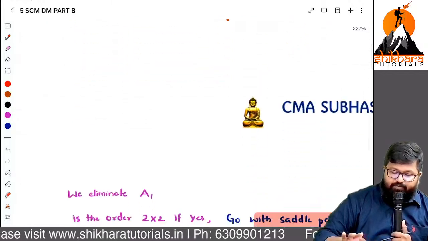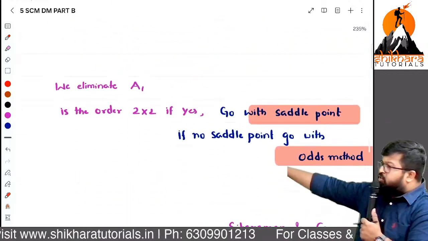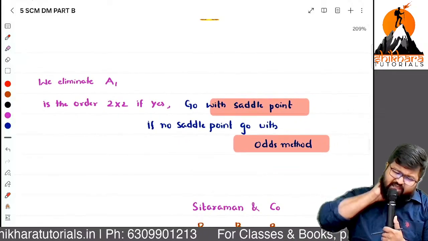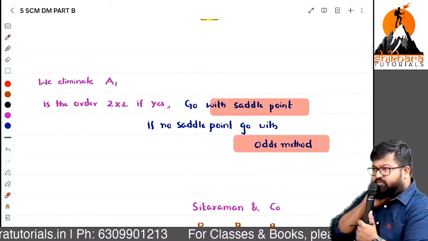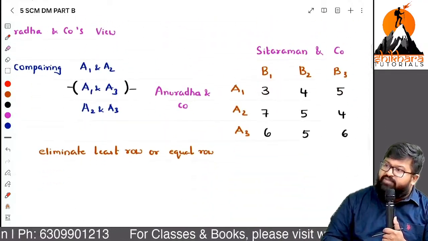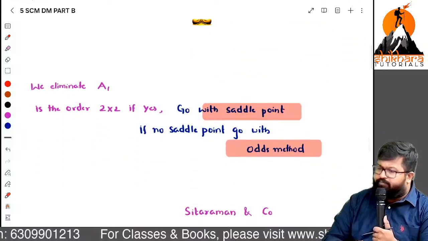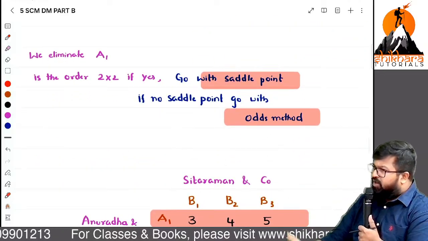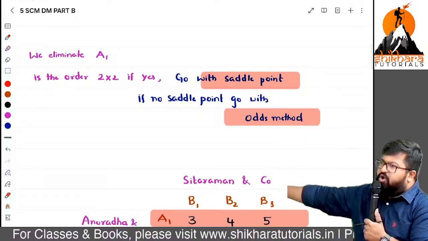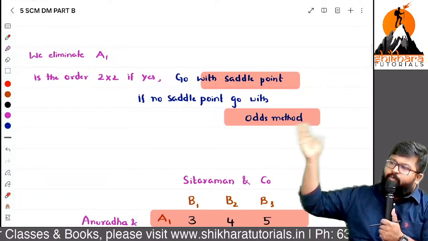Okay. If that part is done, which row is eliminated in our case, ma? A1. Okay. Next. Is the order of the matrix 2 by 2 or 2 by 3? 2 by 3. So we cannot apply the saddle point. Once it is 2 by 2, you can immediately apply the saddle point. Okay. As it is not, we have to convert it into 2 by 2 again.